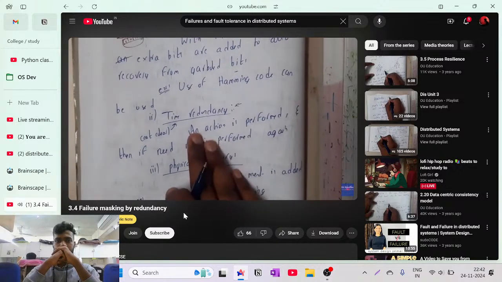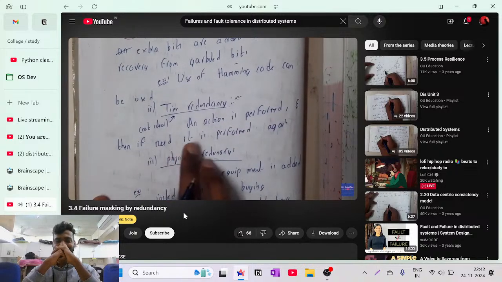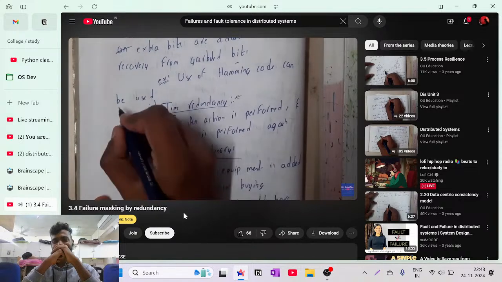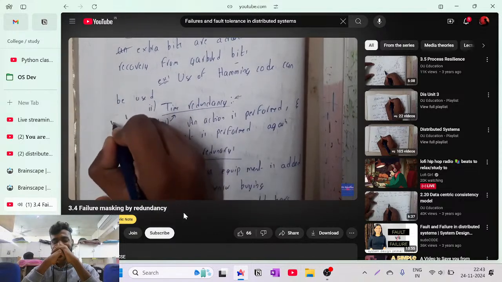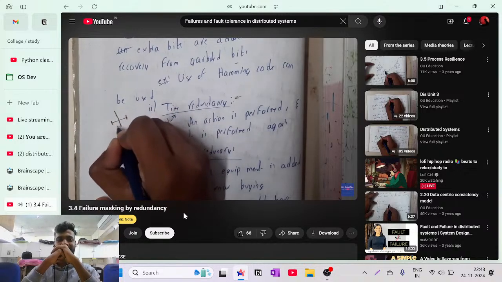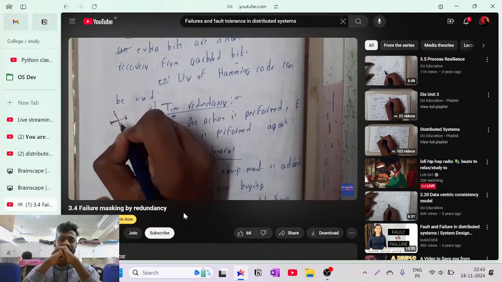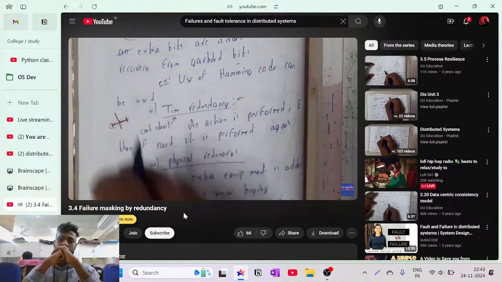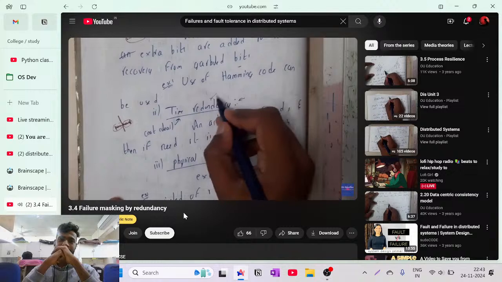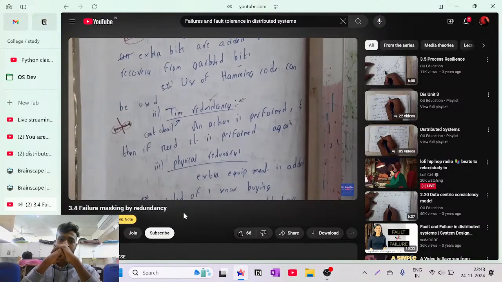So time redundancy. An action is performed, and then if needed, it is performed again. Basically, assume that in a specific time there is a particular task. You completed it in the first half only. And the system told that there is some issue, please redo it again. Even though you did it successfully, you will be redoing it again. Means you are indirectly repeating the things, right? So that is nothing but redundancy, right? So that is time redundancy. In a specific time, you are doing the things repeatedly.